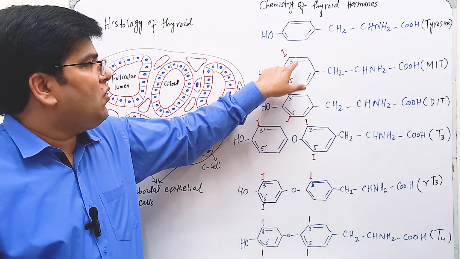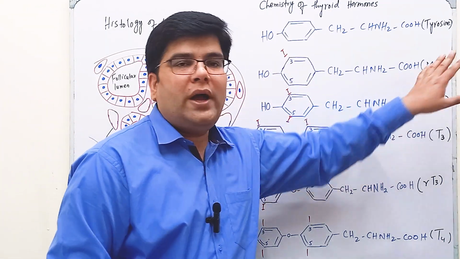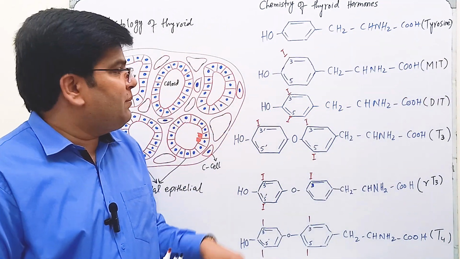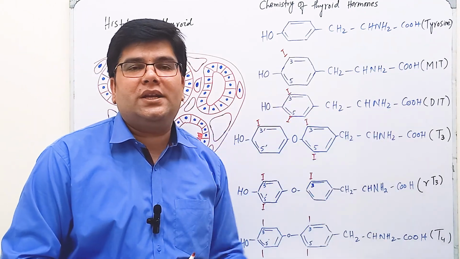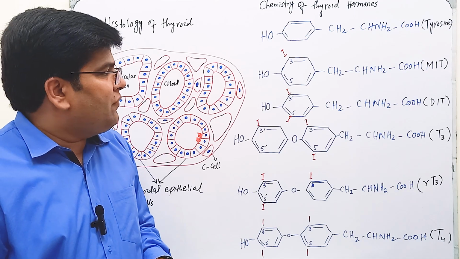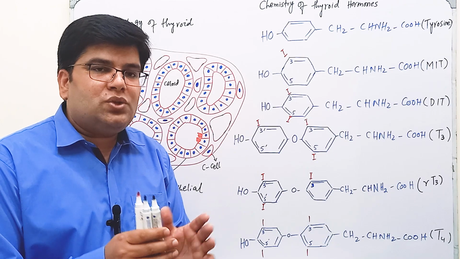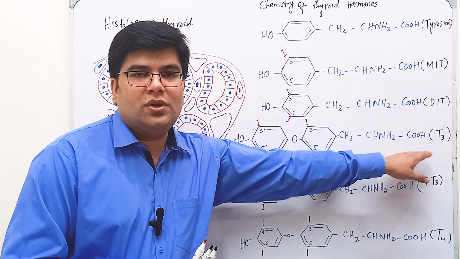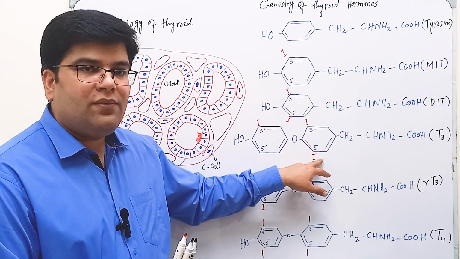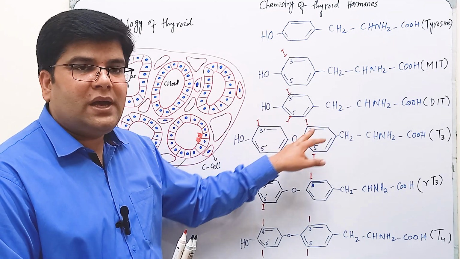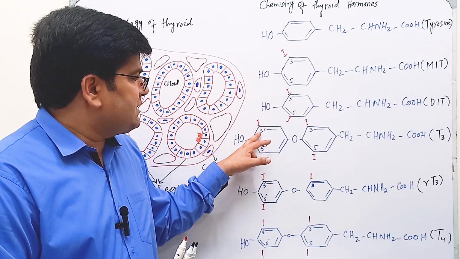When carbon number 3 of benzene in the tyrosine molecule is iodinated, it makes monoiodotyrosine. When carbon number 3 and 5 of the benzene in tyrosine both are iodinated, it makes DIT or diiodotyrosine. When one molecule of MIT and one molecule of DIT condense together, they make T3 hormone. So in T3 hormone, you can see here carbon number 3 and carbon number 5 of one benzene ring, they are iodinated. In the second benzene ring, only C3 is iodinated.